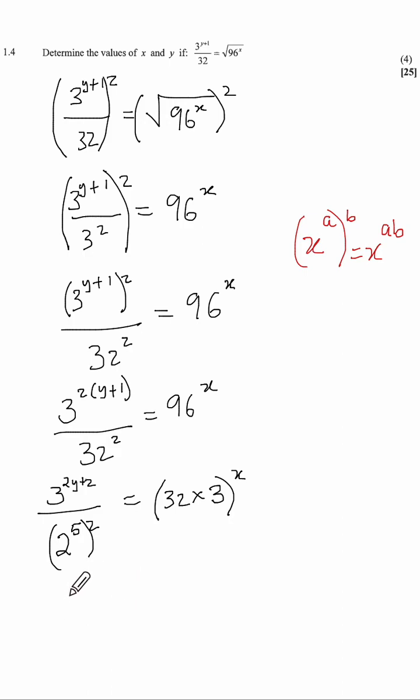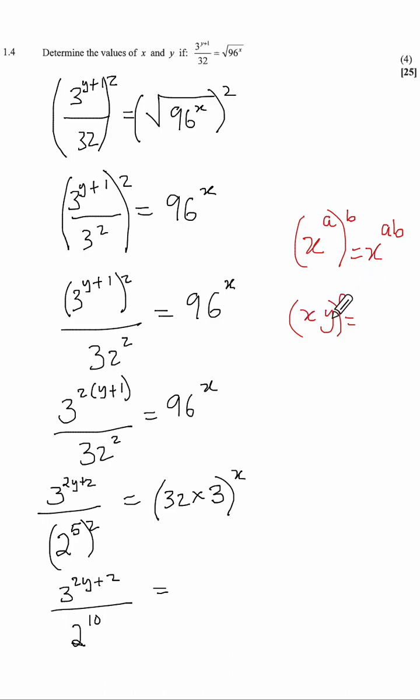And then what we would do is 3 to the power of 2y plus 2 over, according to this law of exponents, if I have a power inside and a power outside, I multiply the powers. So that gives me 2 to the power of 10. Okay, 2 to the power of 10 is equal to, now according again to the laws of exponents, if you recall, if I have xy all raised to the power of a, the power a would affect everything in the brackets.